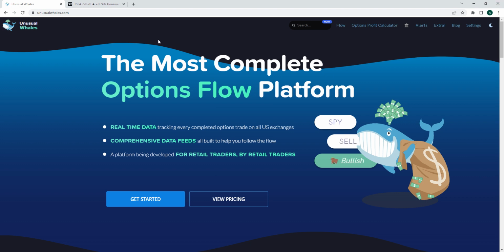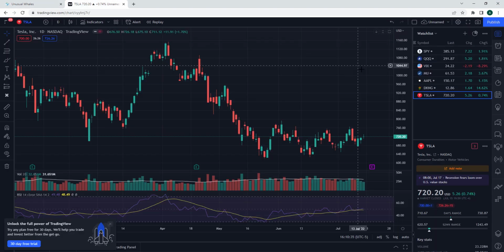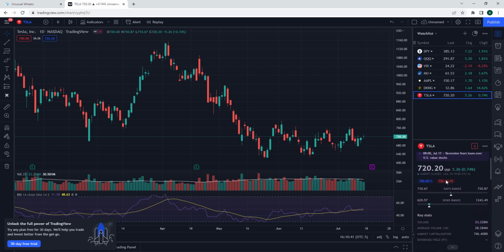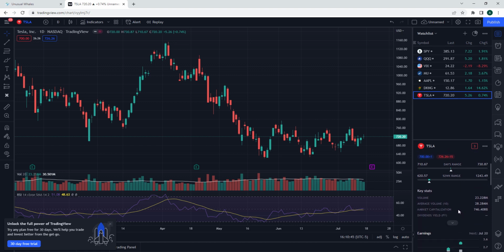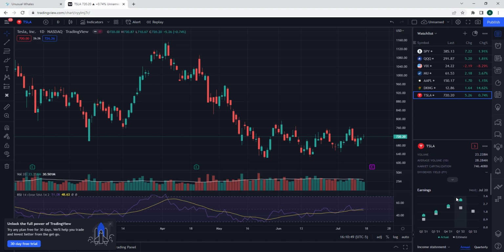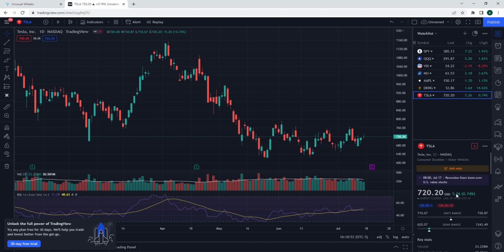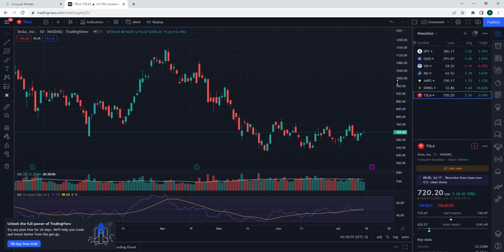So first I'm going to start out here over on TradingView just to show you guys what I'm talking about. When we talk about filtering the flow, what I mean is we're looking for sizable premiums that are more, I'd like to say, the whales, the people who maybe move the security a little more.